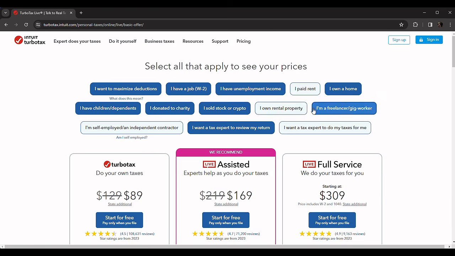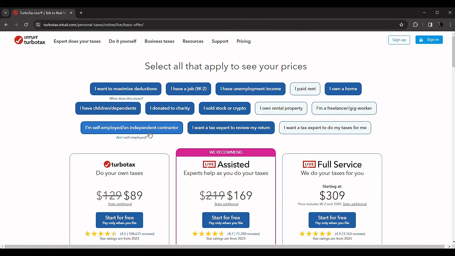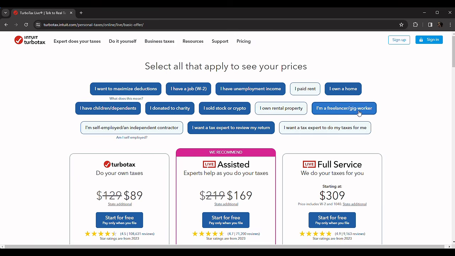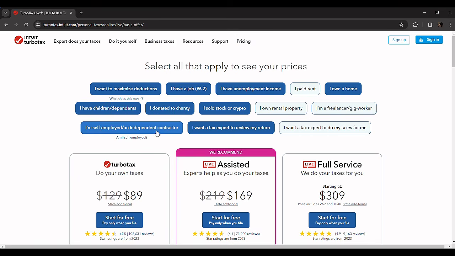Rental property, we'll just say no. Freelancer, gig worker, no. We won't do that. Self-employed, no. Independent contractor, no. We can dedicate a separate video to these scenarios because there's a lot that goes on here. Other income or Schedule C, the income, the expenses, and all that stuff. So this example, we're not going to run through that.